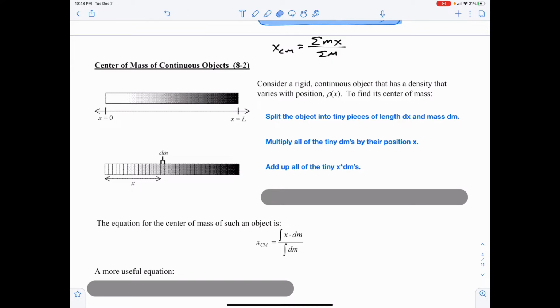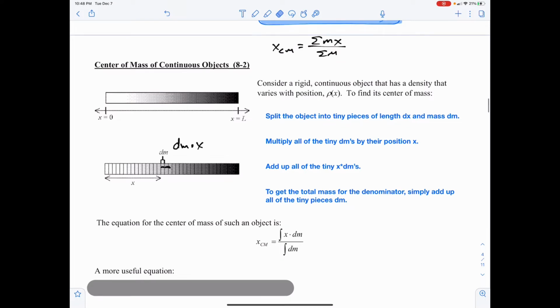dm's times x's. So you're going to be going dm times x, dm times x, and you're going to add them all up, okay? And if they're tiny enough, you're adding up pretty much an infinite number of them. Okay, and so to get the total mass in the denominator, just simply add up all the pieces.